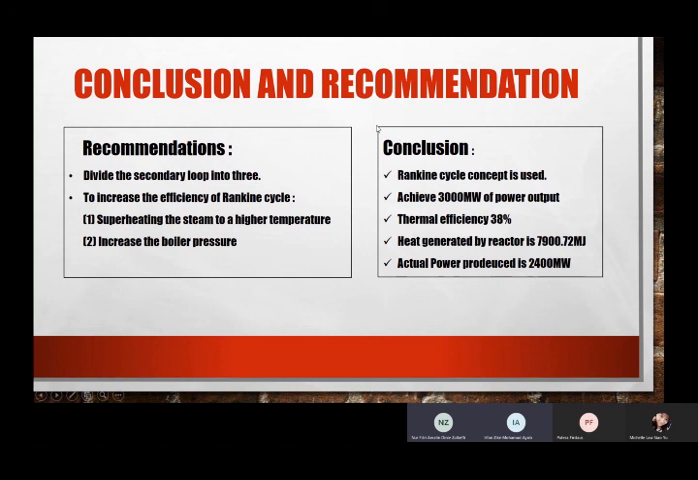Last but not least, the conclusion is that although the calculation for chemical engineering thermodynamics 1 has been utilized in the concept of the Rankine cycle, by assuming isentropic and steady flow devices, we are able to get the desired output of 3000 megawatt to serve the future needs of major cities in Sarawak. The thermal efficiency is 38.38%, the heat generated by the reactor is 7900.72 megajoule, and the actual power produced is 2400 megawatt. Thank you.